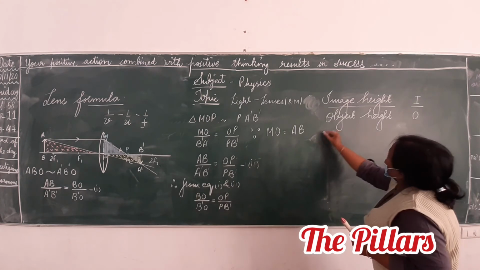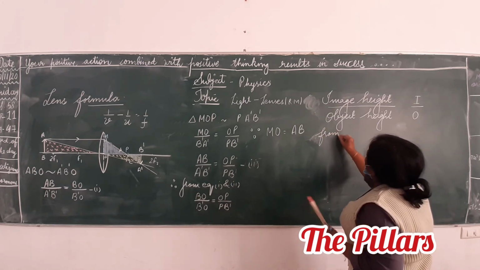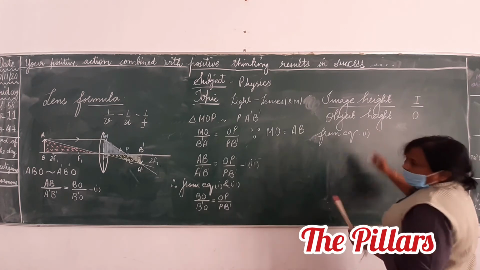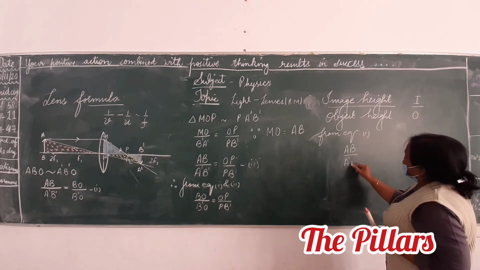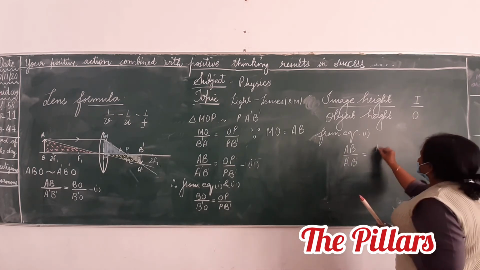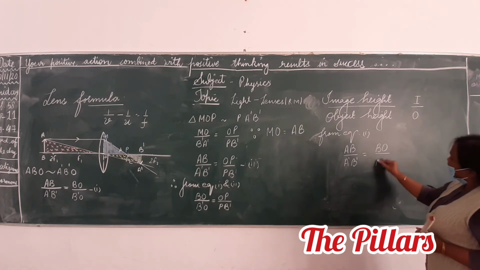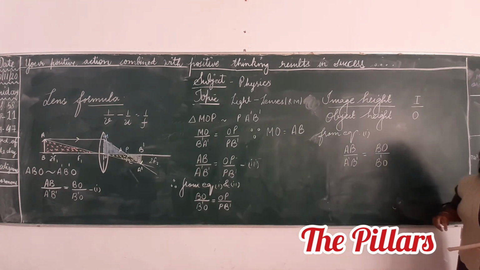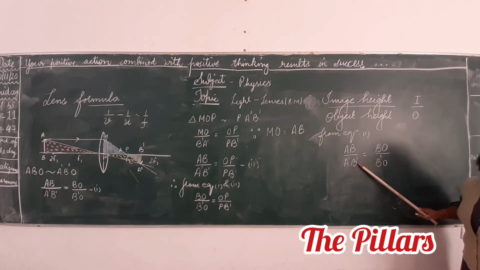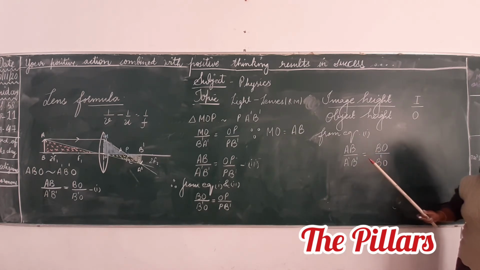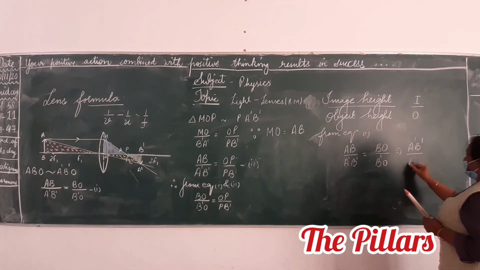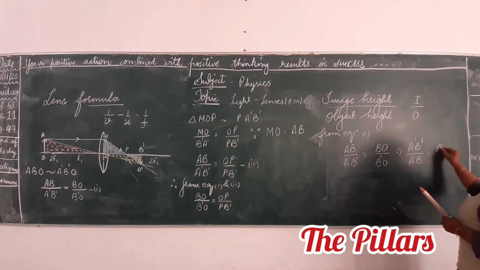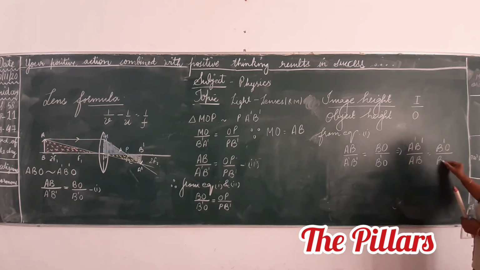From equation 1, AB upon A dash B dash is equal to BO upon B dash O. What do we need? Do we need AB upon A dash B dash, or A dash B dash upon AB? Reciprocal of that you need. So A dash B dash upon AB will be equal to B dash O upon BO. Clear?